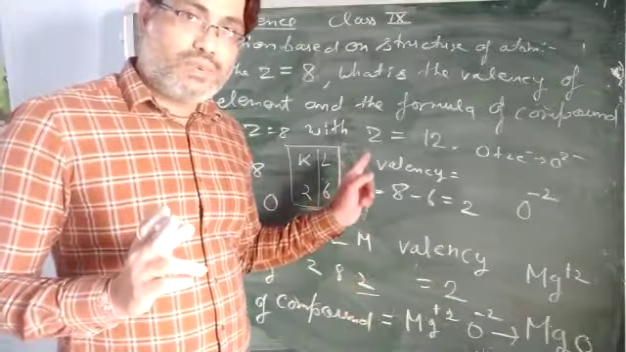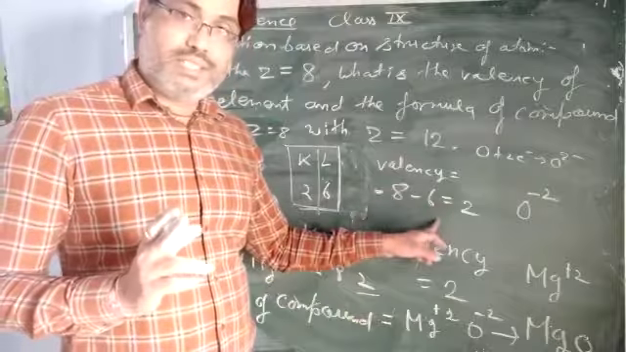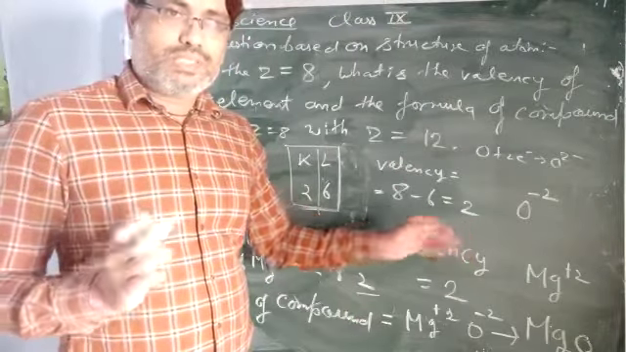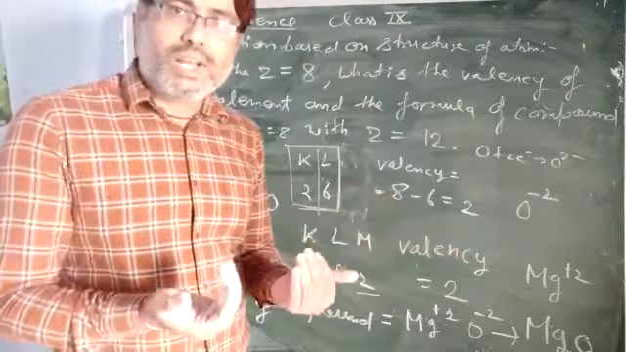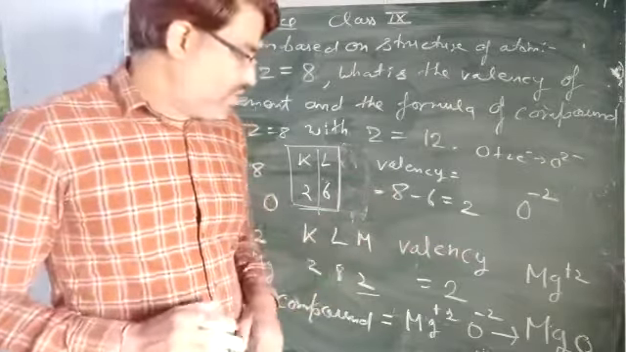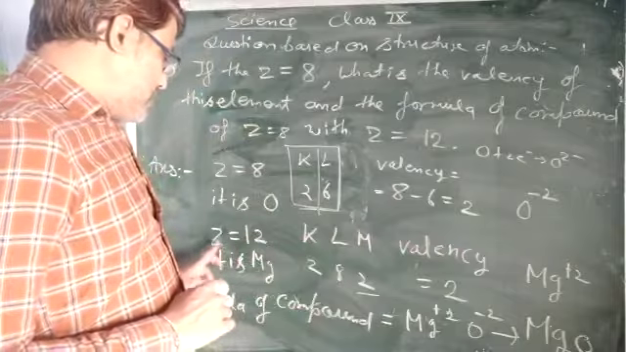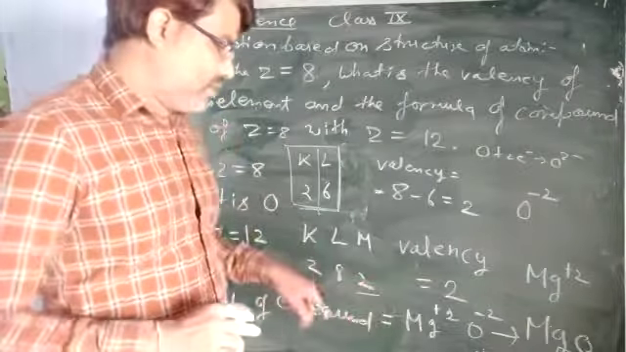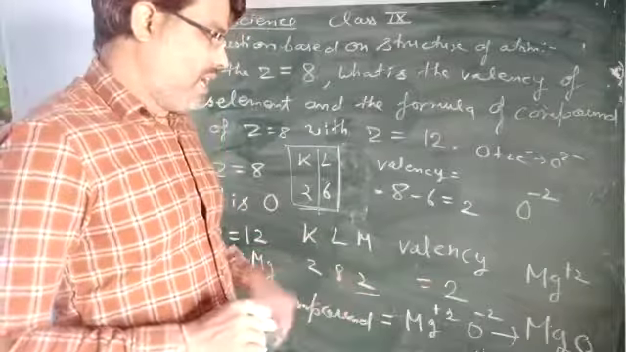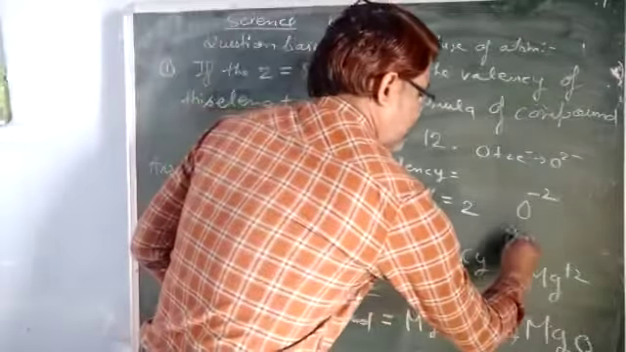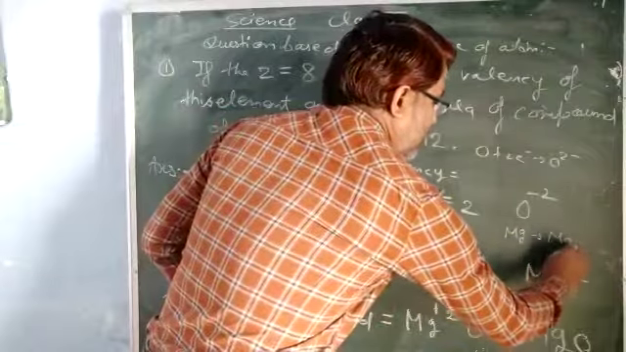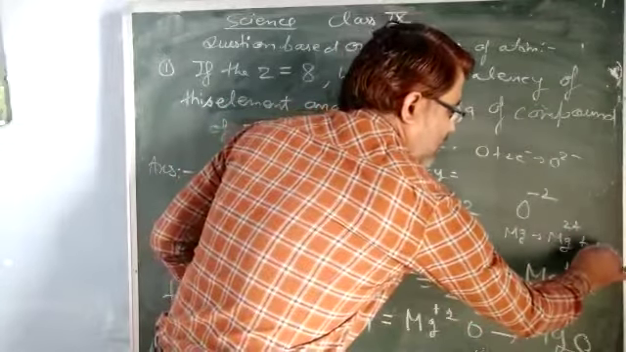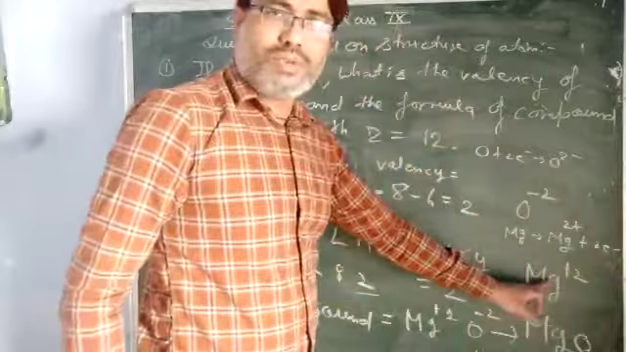But for oxygen, it was 8 minus 6, then 2. Okay? Understood? Because 6 electrons were there, it is easy to gain 2 electrons. So the valency for Z is equal to 12, magnesium, is 2. And as I said, it will release 2 electrons. So when Mg releases 2 electrons, it will form what? Mg 2 plus, or Mg plus 2.